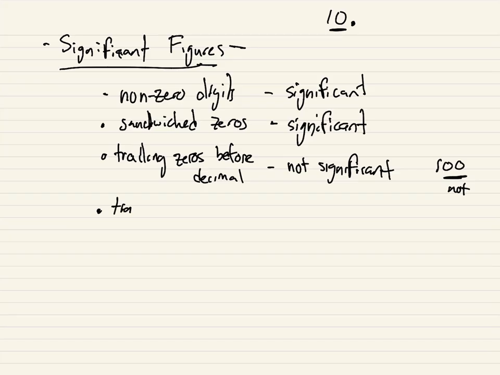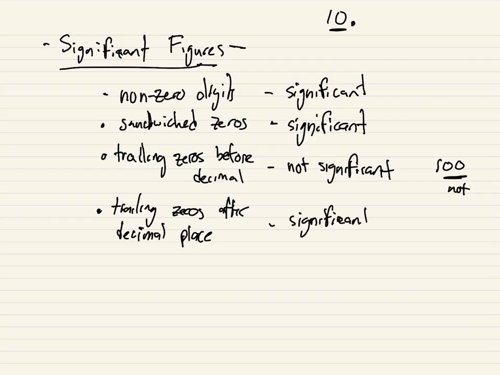What about trailing zeros after the decimal place? Yep, those are going to be significant, right? Anything after the decimal place are significant zeros.